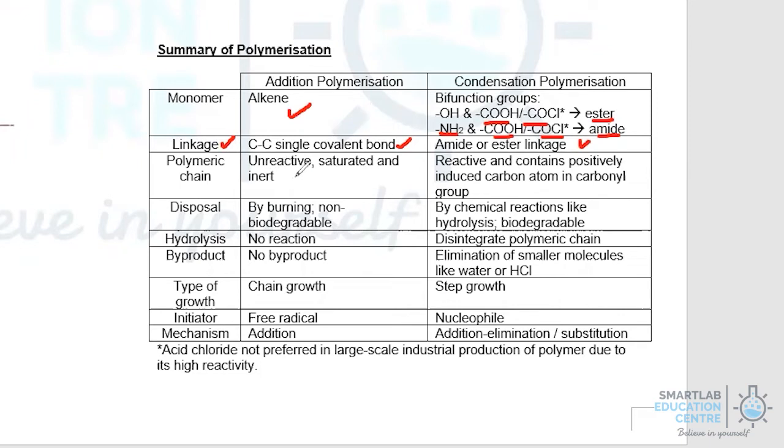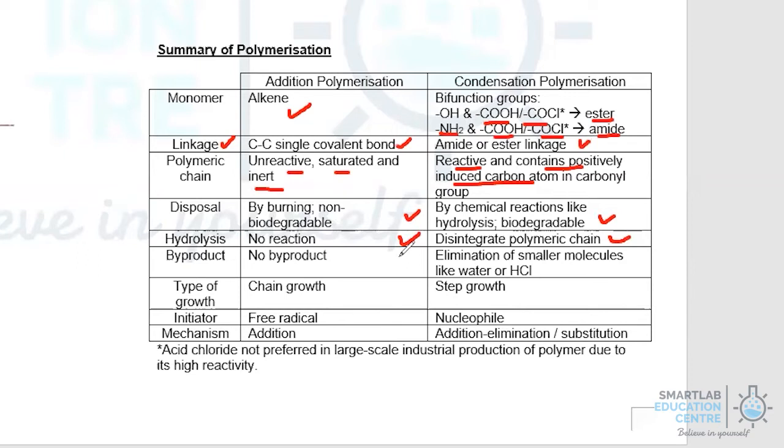Addition polymeric chain is unreactive, saturated, and inert, while condensation polymeric chain is reactive as it contains a positively induced carbon atom in the carbonyl group. Addition polymers can be disposed of by burning since they are non-biodegradable. Condensation polymers undergo chemical reactions like hydrolysis, and hence they are biodegradable. Addition polymers cannot undergo hydrolysis reaction, while condensation polymers are able to do that.